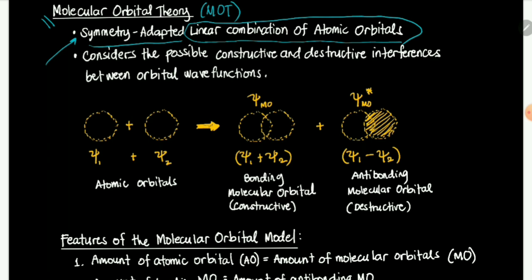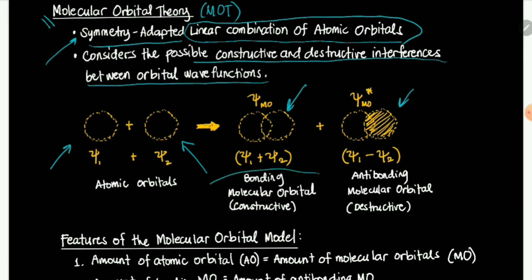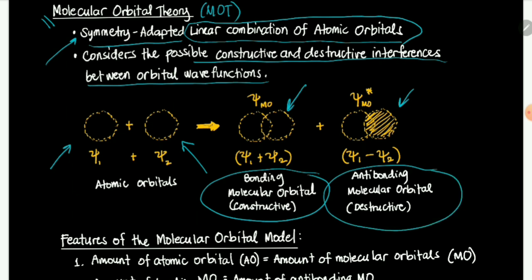So ano ibig sabihin nun? I-consider na natin yung possible constructive and destructive interferences between orbital wave functions. Okay? So for example, we have orbitals 1 and 2, psi 1 and psi 2. Kapag nag-overlap sila, merong dalawang possible na results. Pwedeng constructive yung interference nila, which will form a bonding molecular orbital. Pwede ring destructive yung interference nila to form an antibonding molecular orbital. Okay? So that's how molecular orbital theory considers overlaps.